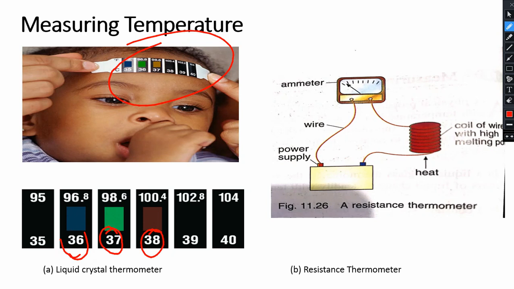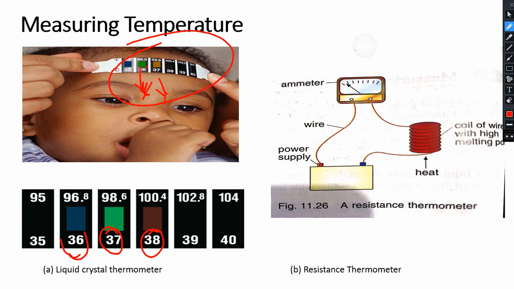So if you put that strip on the forehead of someone, and the temperature of that person is 36, it will show you the color green, okay. It will show you this color, okay. If 37, then it will show you brown color, okay. So just by a change in temperature, the liquid crystals, there are different types of liquid crystal, show you their own distinctive color, okay.